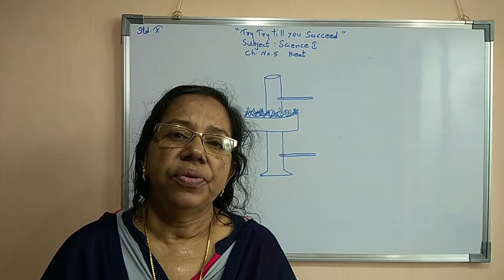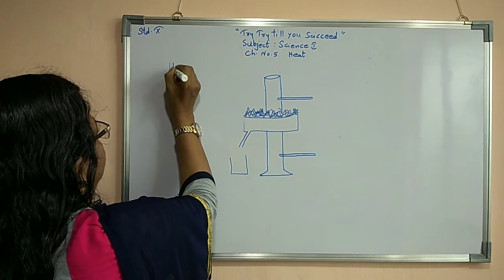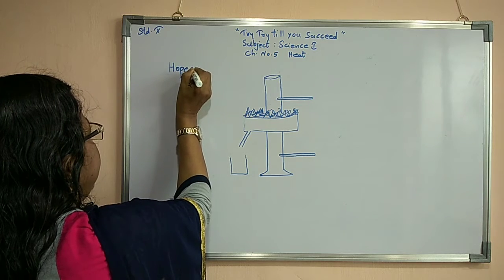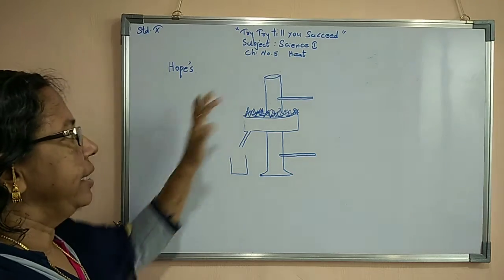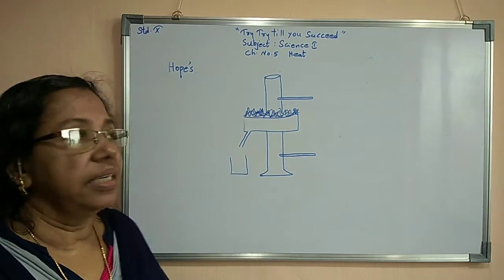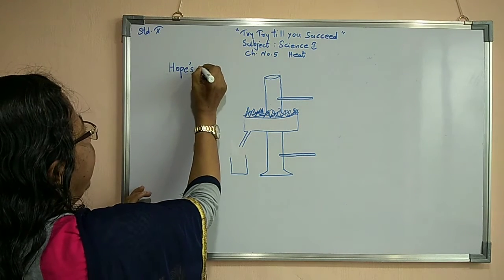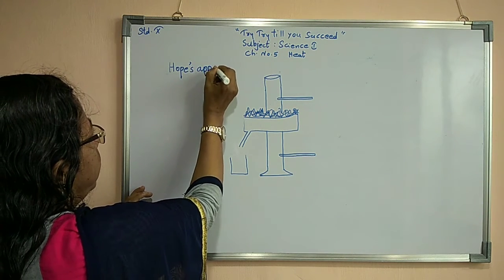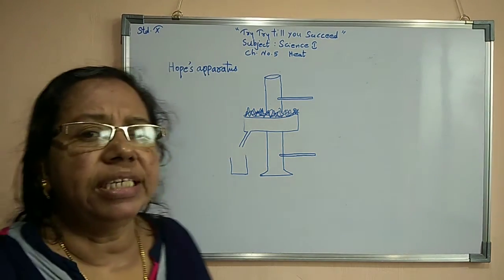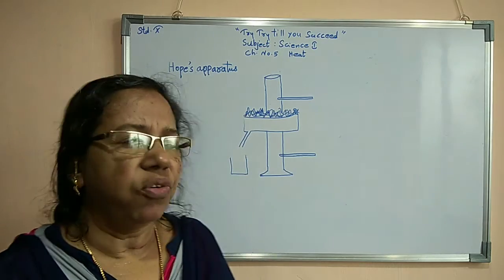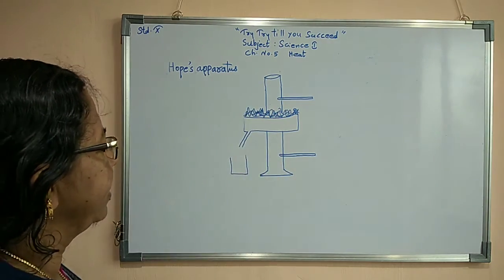With the help of Hope's apparatus, H-O-P-E-S, Hope is the name of the scientist. He made such an apparatus. With the help of Hope's apparatus, we are going to study the anomalous behavior of water. For that, we have taken Hope's apparatus. Now I will tell you what Hope's apparatus is.